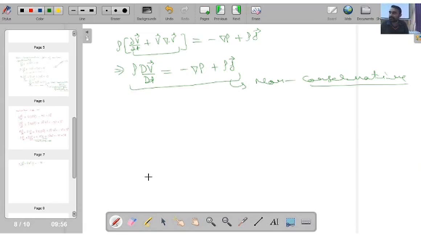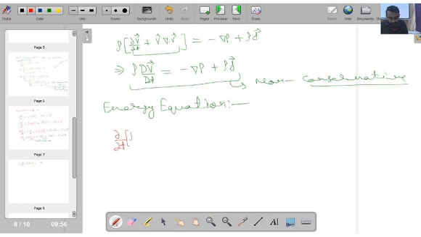Okay, now let's go to the third equation. Our third equation is the energy equation. Now tell me the conservative form of the energy equation. What is the conservative form of the energy equation? Please tell me.